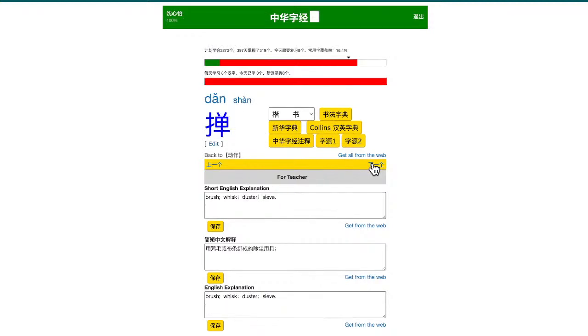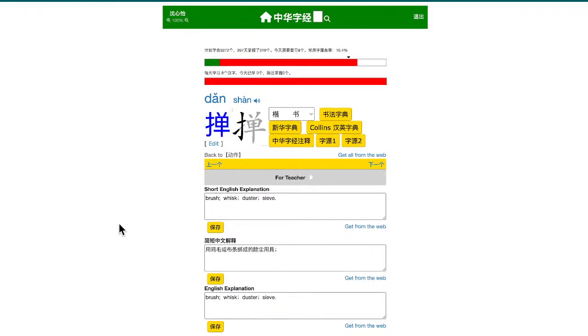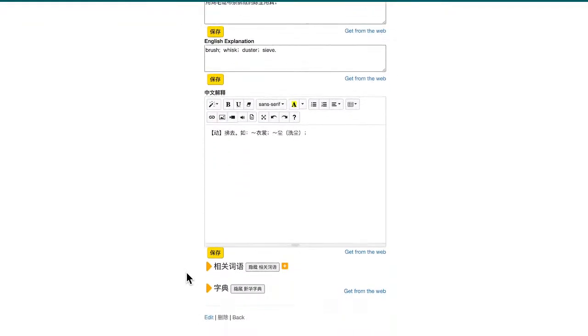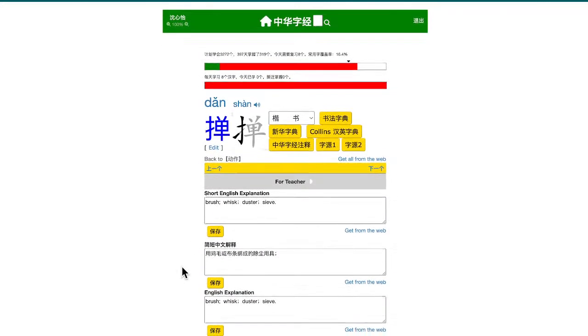Next one, 掸. 掸 is brush, whisk, duster, sieve. You can use it as a noun, which refers to the brush, the tool, or the whisk, duster. These are all tools, right? But it's also used as a verb, which means the action of using those tools to dust. So that's the meaning. 掸子, 鸡毛掸子.